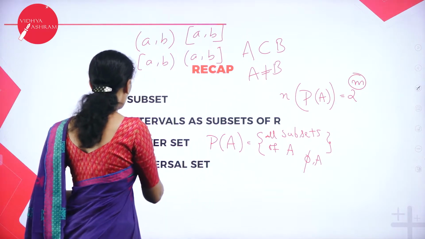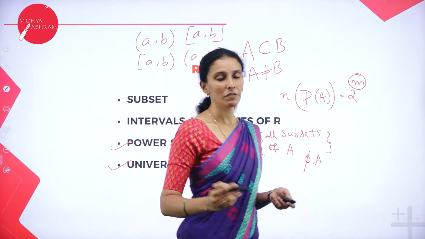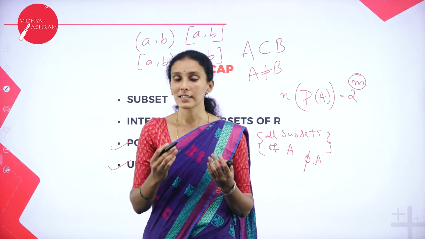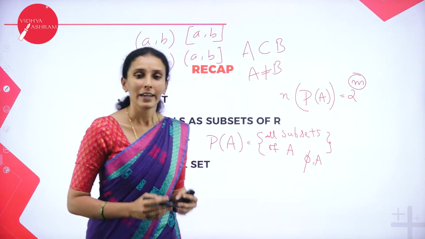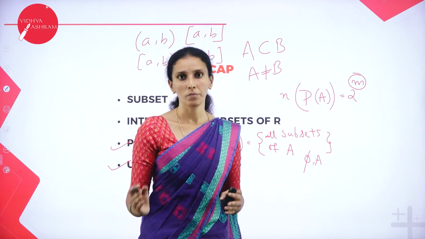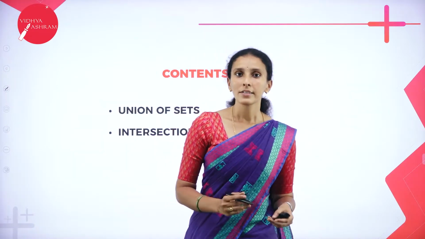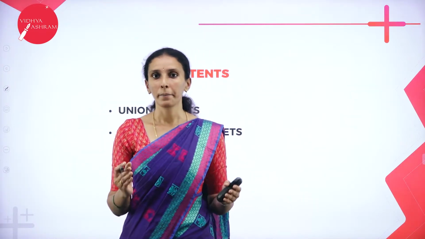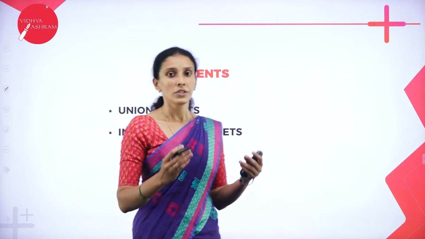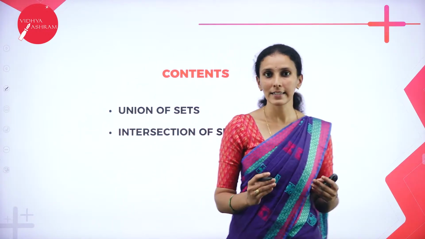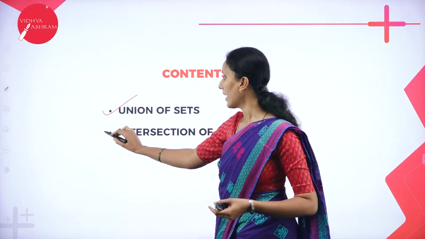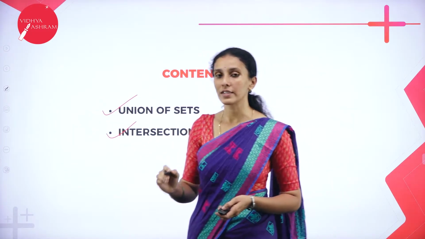And finally, we come across a universal set. A universal set is nothing but a parental set, from which all other subsets can be derived, or it can be taken as a main set for all the problems. As we come across operations in mathematics, we have operations in sets also. So today we are basically discussing 2 types of operation. One is union of sets and another one is intersection of set.